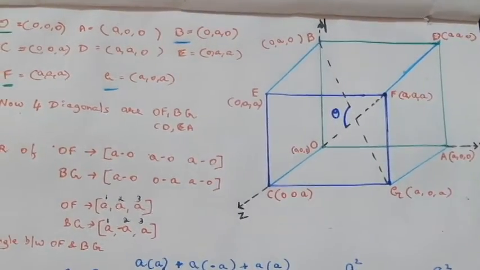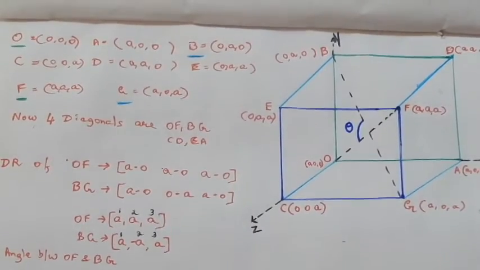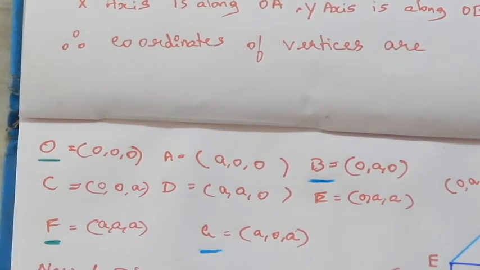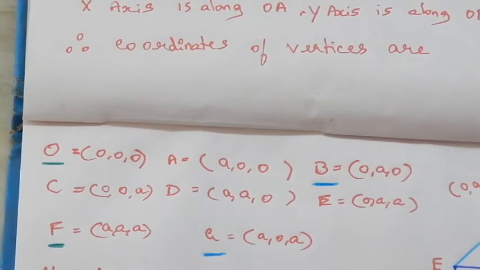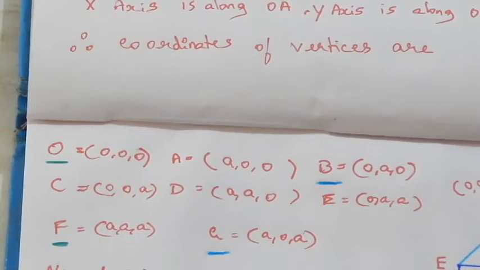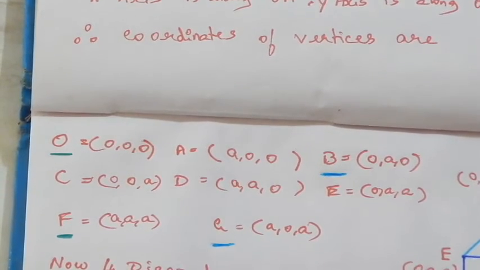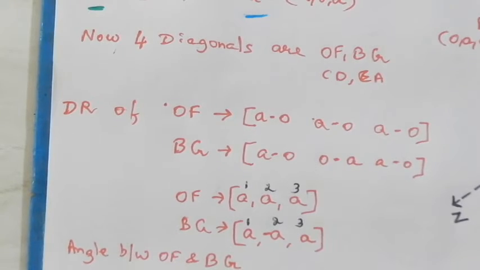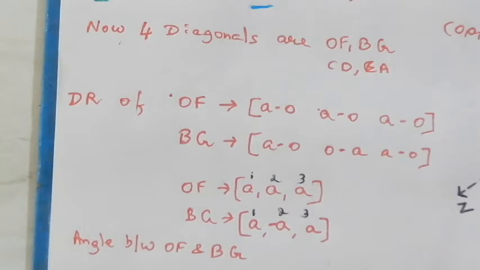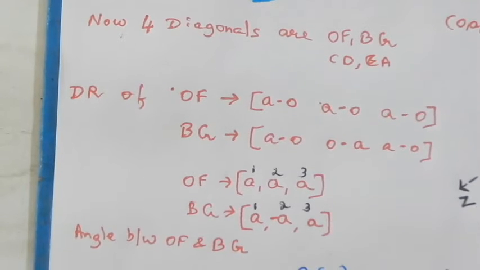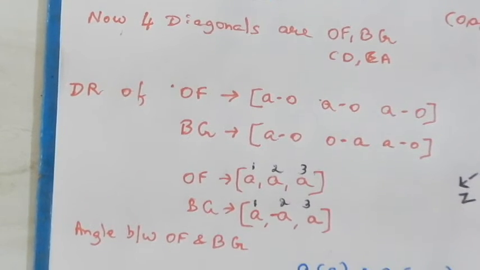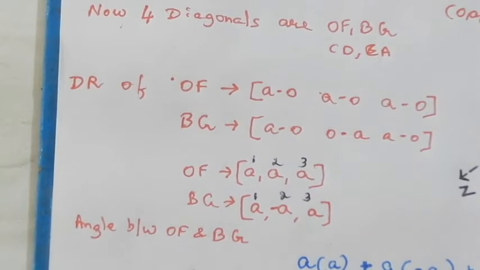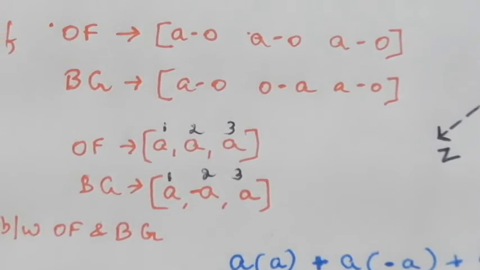Similarly, from the coordinates of vertex B and the coordinates of vertex G, we will get the direction ratio of the second diagonal, that is BG. So the direction ratio of the first diagonal OF is nothing but a, a, a, and the direction ratio of the second diagonal BG is nothing but a, a, minus a. Now, the second step is over.